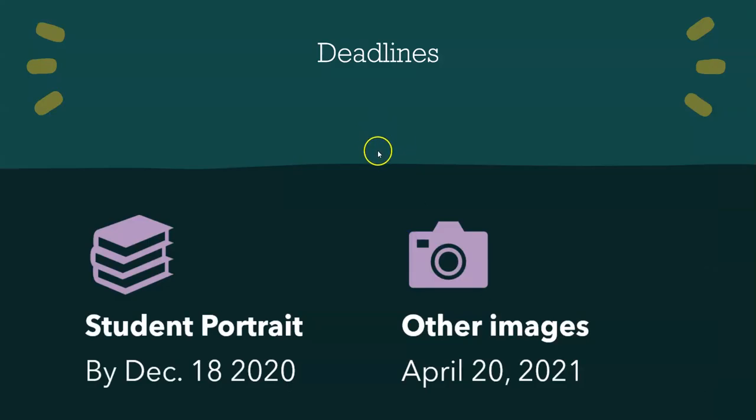We do have some deadlines, though. If you do need to submit a student portrait, if you did not have one taken at the beginning of the school year, I need those to be submitted by December 18, 2020. Those need to come in. Any other images, we have quite a buffer. Other images, student life, academics, those can come in on April 20, 2021 at the latest. Now I'm going to show you real quick the process for submitting those images.